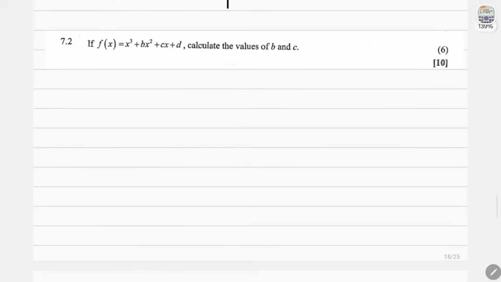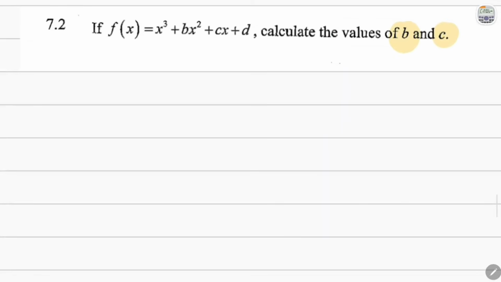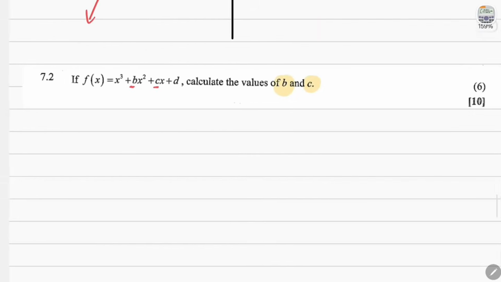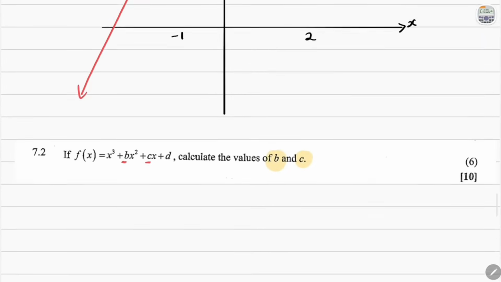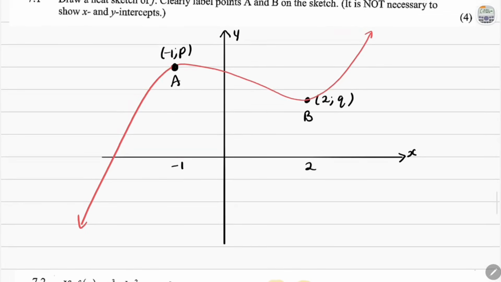Question 7.2 says, if f of x is equal to x cubed plus bx squared plus cx plus d, calculate the values of b and c. Okay, so they've given us the value of a, or really the coefficient of x cubed. And they want us to find b and c. Okay, that makes sense. You see, they want us to find b and c, but think about the only things that you have on this graph. The only thing you know for certain are the x values of your turning points.